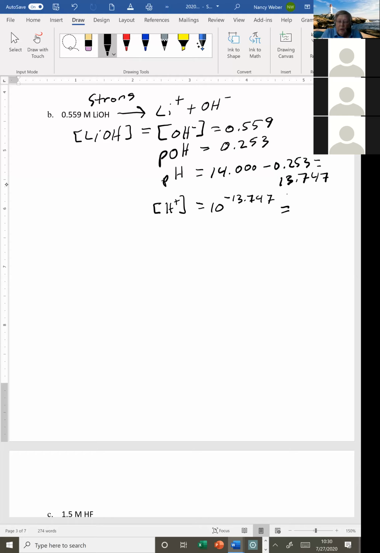And that's going to be 2.786 times 10 to the minus 14. And it should be really 3 significant figures. And that's molar. Anytime you have concentration, you should put the capital M for molar.